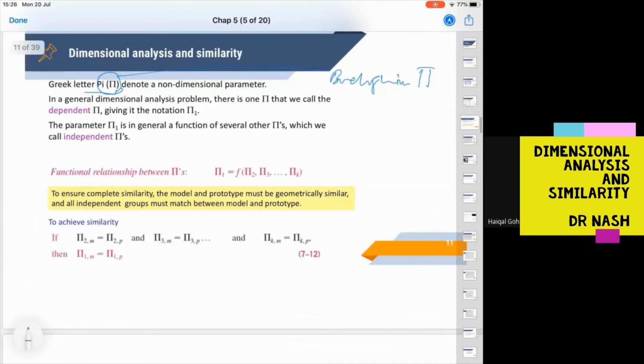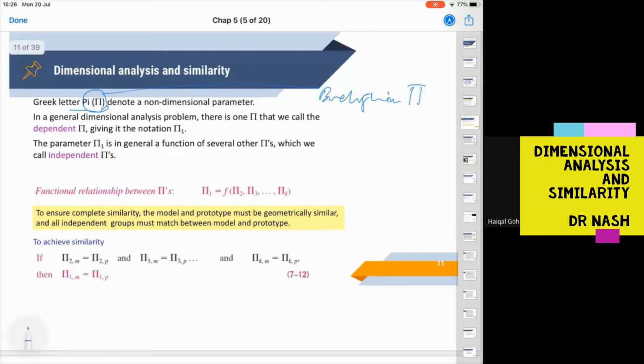In a general dimensional analysis problem, there is one pi that we call the dependent pi, given the notation pi1. What is this pi? You have to think of it like algebra. Remember when we learned algebra, A times B equals C. So we ask ourselves, what is B? What is C? What is A? So treat the Buckingham Pi, or Greek pi, like that. Later, when we do the analysis, we will see what pi1 represents and what pi2 represents. So please keep that in mind.